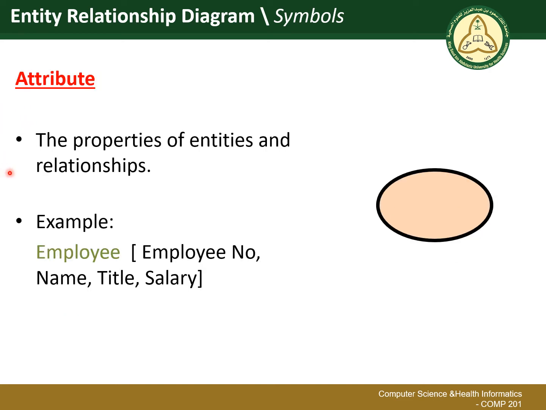The attribute, the properties of entities and relationship, means the fields in the table at the database. So for each field we can use an attribute to represent the field in the ER diagram. For example, if we have the employee entity, we can describe it with the employee number, the name, the title, and the salary. And we represent the attribute with the oval shape in the ER diagram.